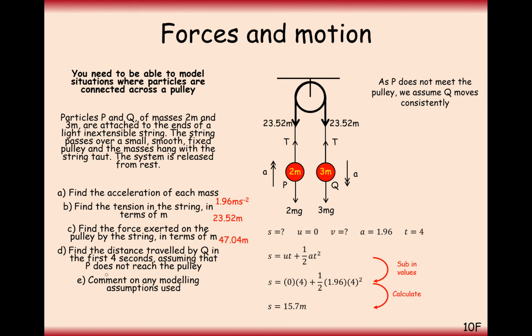Now the reason we had to include assuming that P does not reach the pulley here: if P were to reach the pulley and get lodged, stuck in there, then Q couldn't travel any further. So that's why we had to add that little assumption in there. But 15.7 meters is the answer to that question.